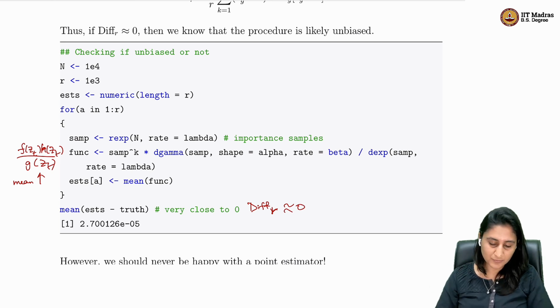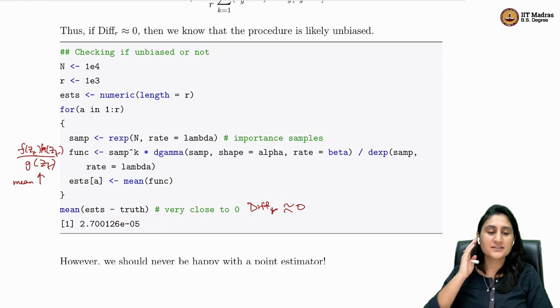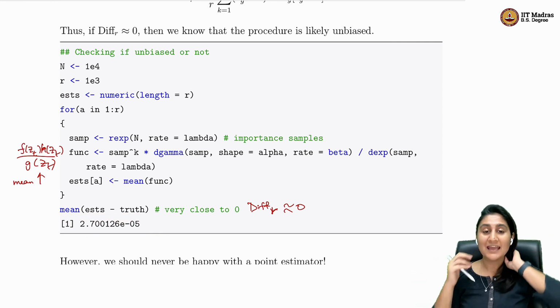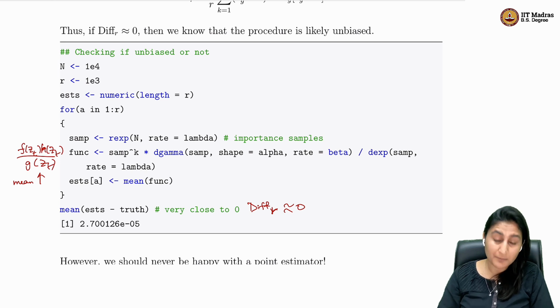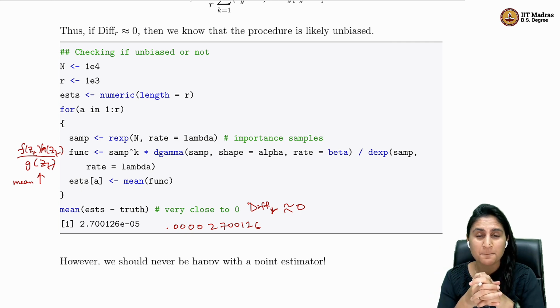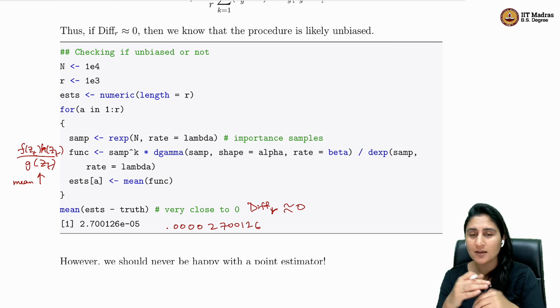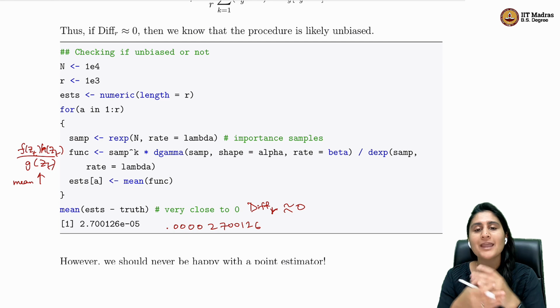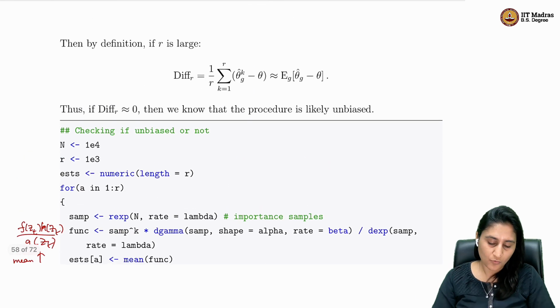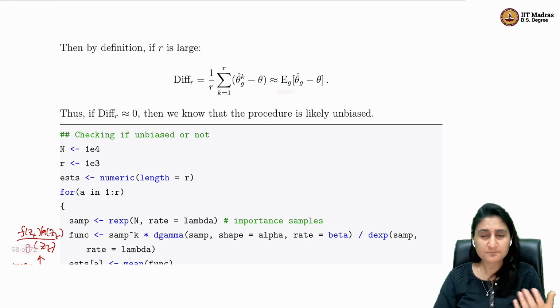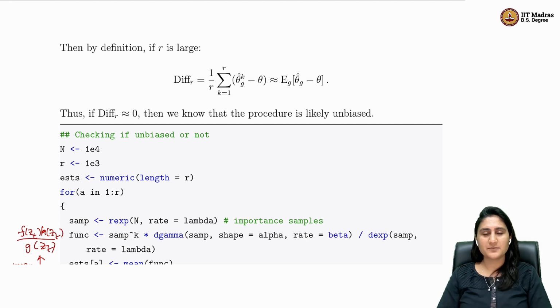And when I actually print the value, what I get is 2.7001 times 10 to the power minus 5. So that means this is actually 0.000, one more 0, 2700126. So it's a value very, very close to 0. Now, obviously, I can't calculate the exact expectation in simulation. If I could, I would get exactly 0. This is my estimate of that expectation, and that estimate turns out to be about 0.